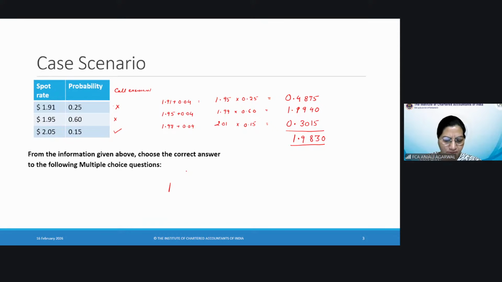$1.99 into 0.6. Okay, this I have taken as 1.1940 plus 0.4875 and plus 2.01 into 0.15, 0.3015. 1.983 into 300,000. So that would be the answer, okay? 594,900, okay?